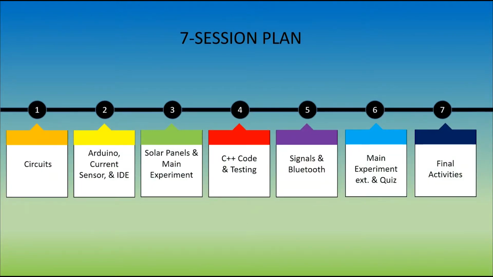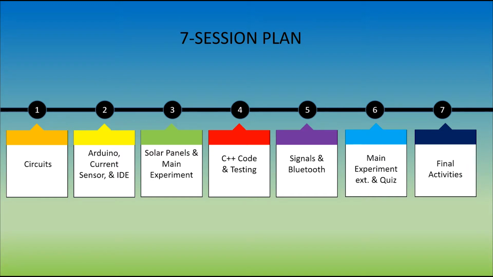This program consists of 7 sessions, during each of which you will learn new concepts and skills in order to help you build and understand your solar panel device. In the first session, you will learn about circuits. In the second session, you will learn about the Arduino, the current sensor, and the IDE. In the third, you will learn about solar panels and you will start your main experiment. In the fourth, you will learn about C++ code and you will test your device.